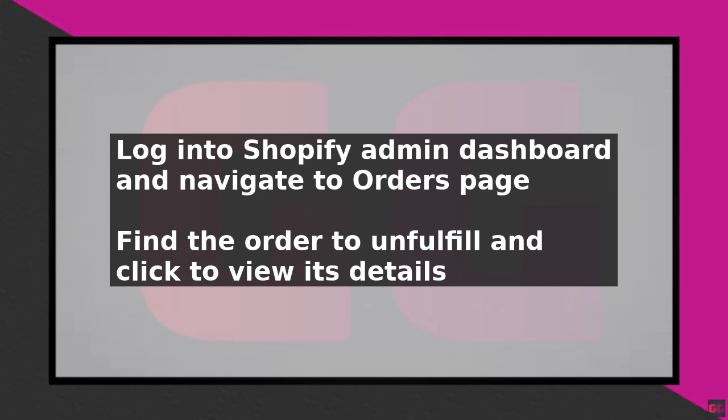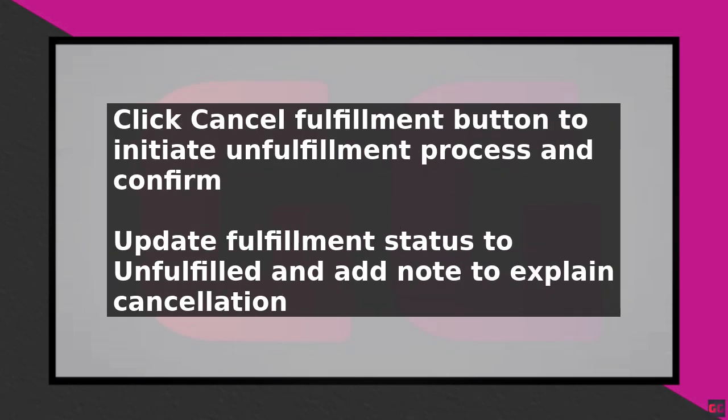On the Order Details page, scroll down to the Fulfillments section. If the order has already been fulfilled, you will see a fulfilled status and a Cancel Fulfillment button next to it. Click the Cancel Fulfillment button to initiate the unfulfillment process.